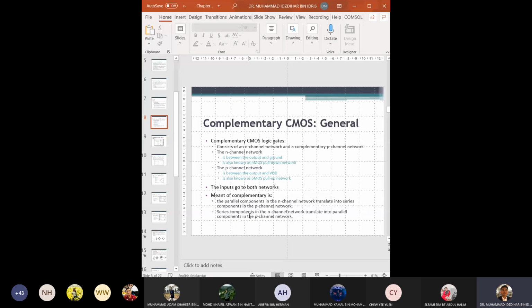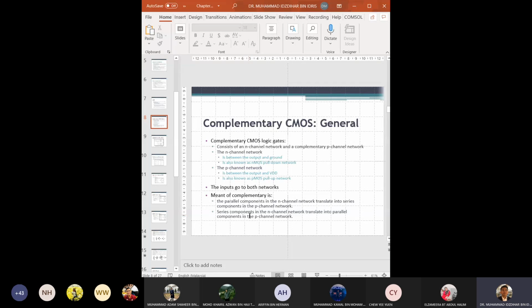Nanti saya akan tunjuk figure, lagi nampak. If you only read this sentence you won't understand, but if you have a figure it's easier to understand. But anyway, you go through this one first. So it is also known as NMOS pull down network. Belah bawah tu kita panggil NMOS pull down network. And then you can also have P channel above. It is between your output and VDD. So it is also known as PMOS pull up network. You have inputs, and it can be more, it's not only one. It can be more than one. They can go to both networks, which is N channel and P channel.